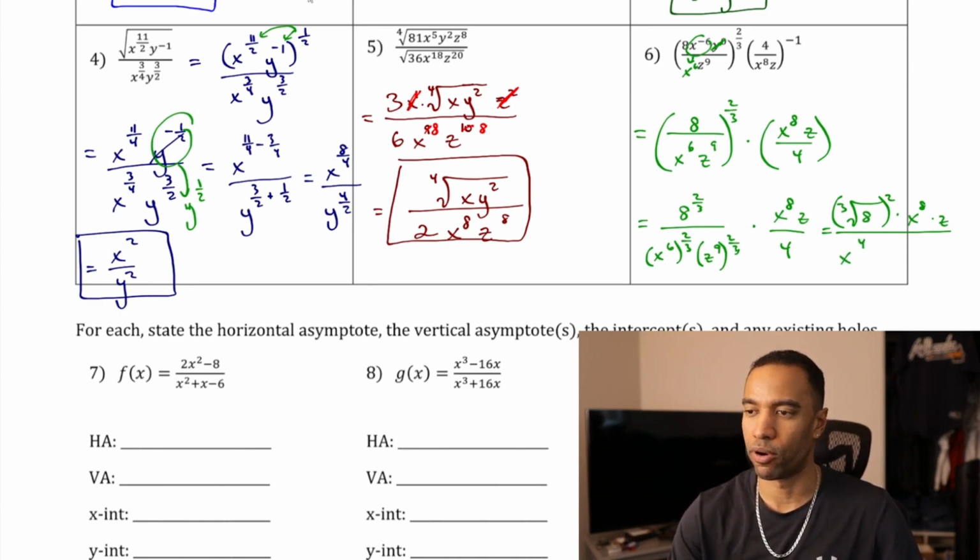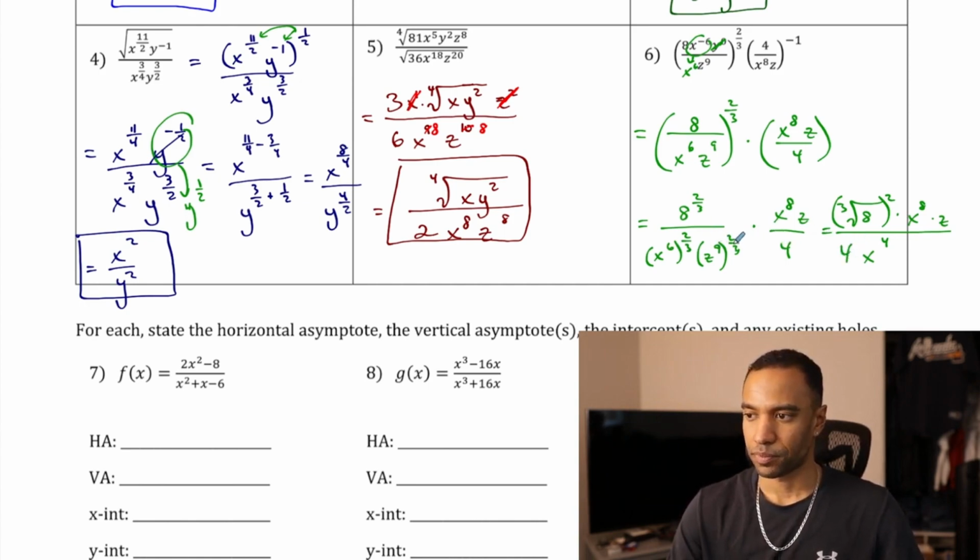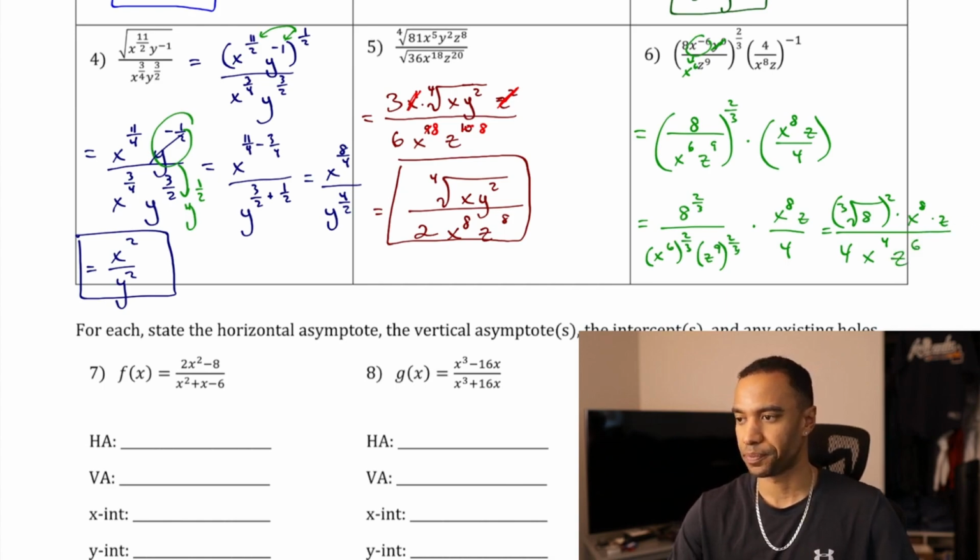Oh, by the way, there's a 4. Let me write the 4 first here. That 4 right here, so we got a 4 there, times x to the 4th times z, and 2/3 of 9 is what you're doing there. 9 times 2 divided by 3 is 6. So you get z to the 6th power.